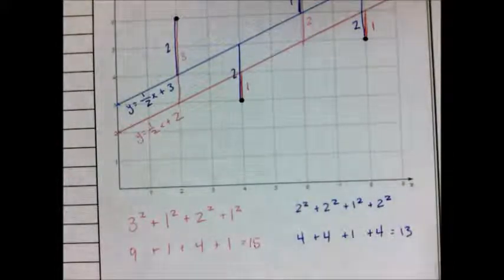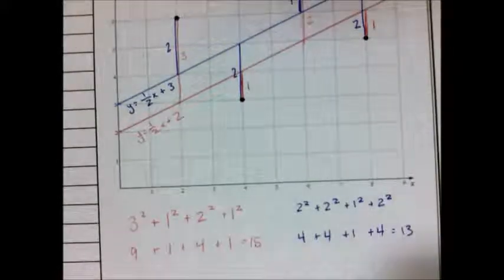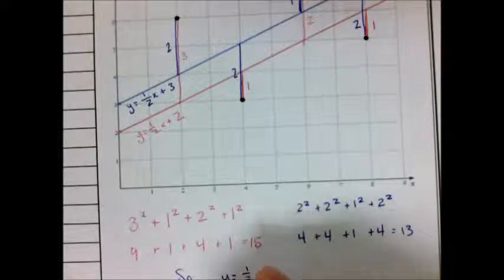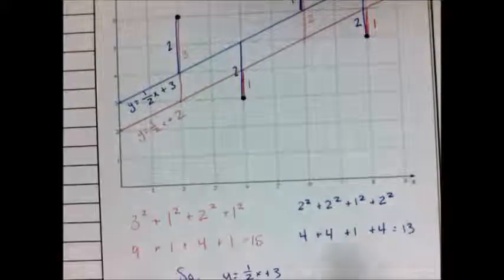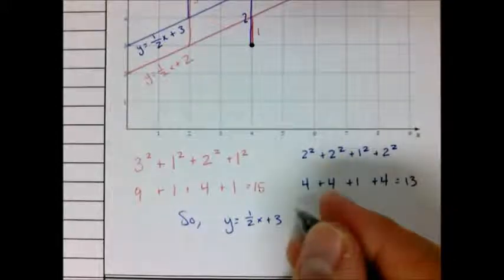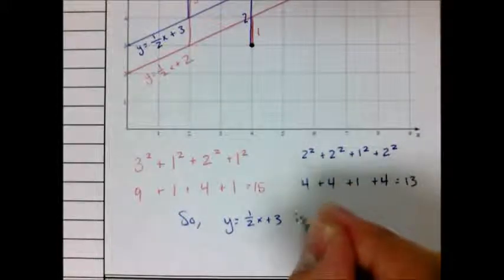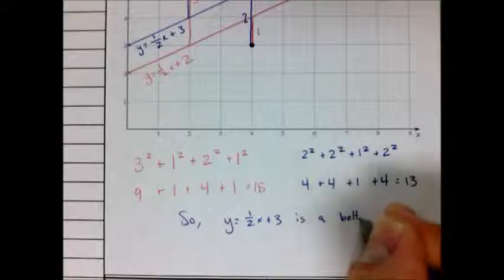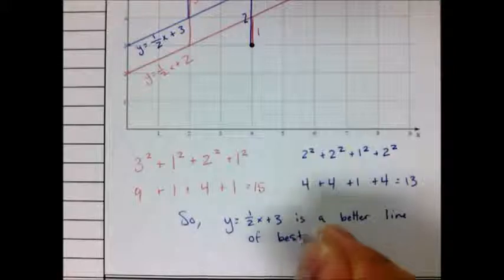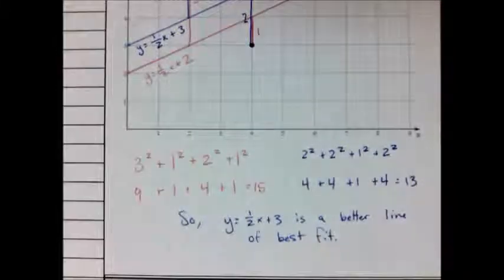Okay, and because the sum of the residuals is lower for the blue line, we can say that y equals 1/2 x plus 3. That's that blue line that we're talking about. That's the blue line. y equals 1/2 x plus 3 is a better line of best fit. Okay, so the residual helps us identify which line would be a better line of fit by finding the sum of those squares.